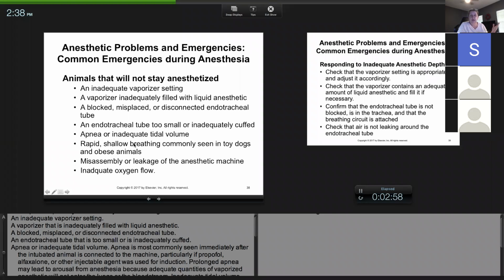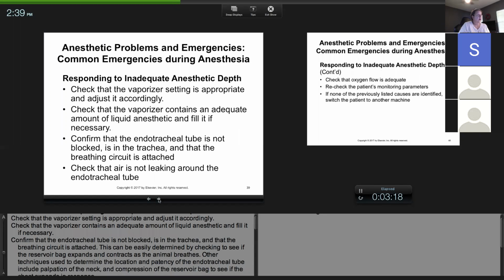If they're breathing too shallow, an animal has to inhale enough anesthetic to stay asleep. So if they have a very shallow respiration, sometimes they don't take deep enough breaths and take in the anesthetic. Or say your oxygen flow is too low, so you don't have adequate oxygen flowing. So what do you do? Check your vaporizer. There's no way to really open it up and say, did you give the proper amount? Did you put the right agent in? They don't smell different. So if it's full, make sure it's full. Make sure you have it set properly.